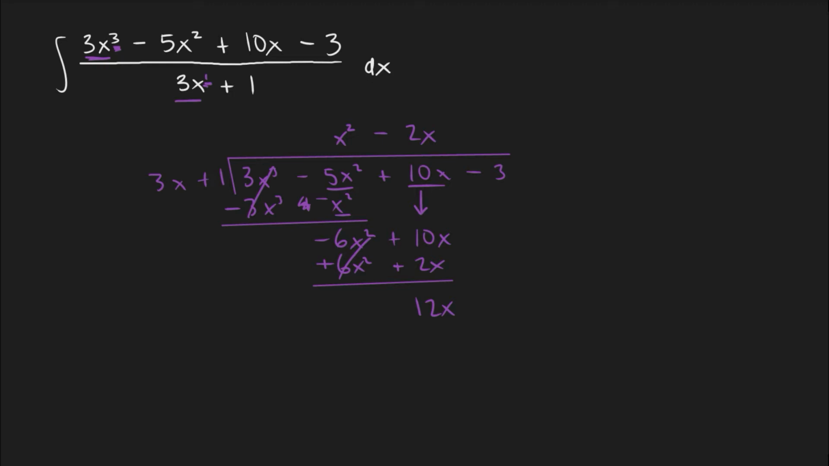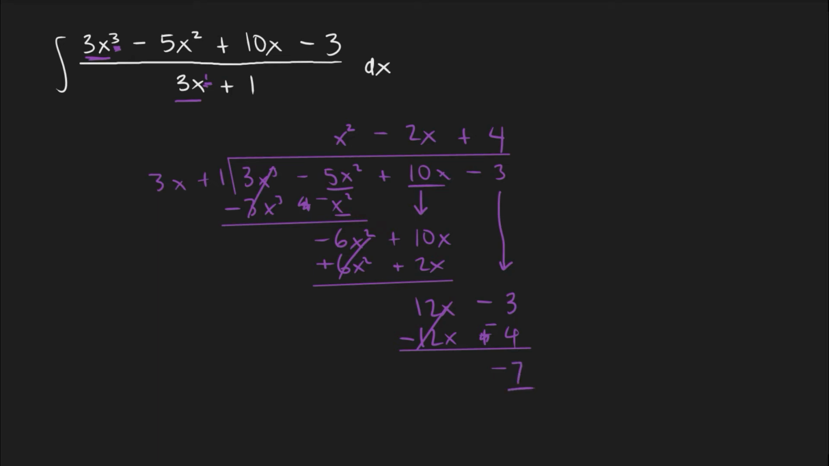And then for our final term, again, we've got to bring it down. So 12x minus 3. Then again, we compare the leading terms. So if we multiply 3x by 4, we'll get to 12x. So I'm going to write our plus 4 up here. Then again, we distribute the 4 to our 3x plus 1. So that's going to be 12x plus 4. Then we've got to subtract. So flip the signs. Then these cancel out. And we're left with negative 7.